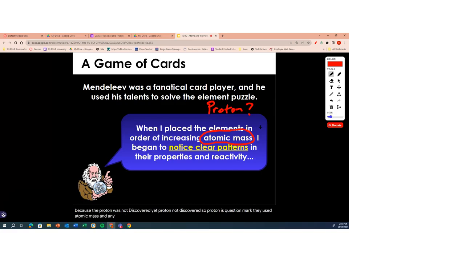And then he noticed that it began to show clear patterns, and the clear patterns are why they call it the periodic table. The pattern keeps showing up, clear patterns that keep showing up. So the periodic table is why they noticed that.